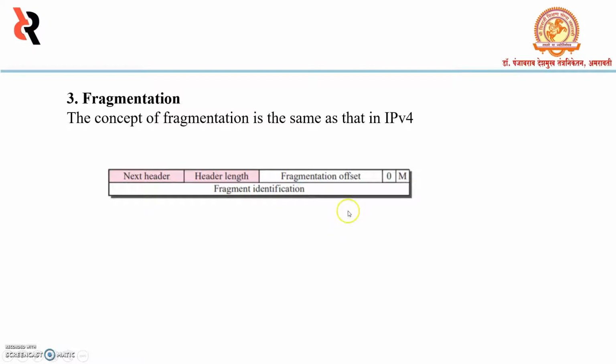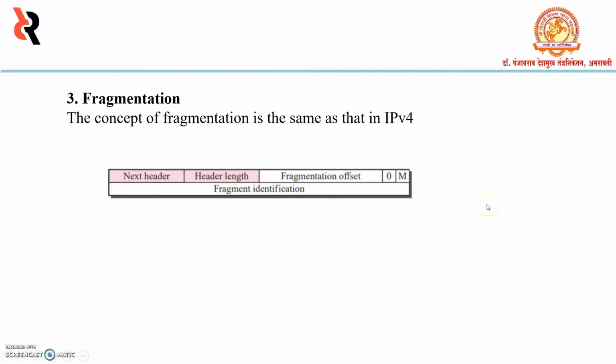Next is fragmentation, the same as in IPv4. This concept is the same as the fragmentation in IPv4 also. However, the place where fragmentation occurs differs. In IPv4, the source or a router is required to fragment if the size of the datagram is larger than the MTU of the network over which the datagram travels.